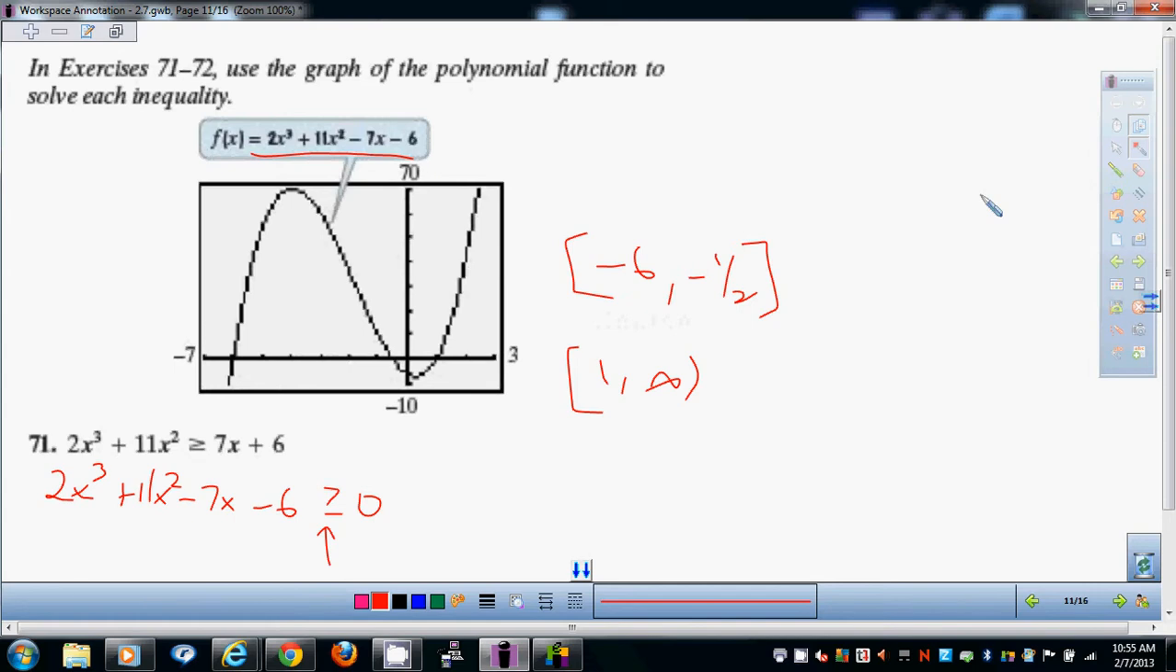It might have said less than. If it had said less than, well, that would be negative 6 to negative infinity and between 1/2 and 1. If it had been less than, you just look below. Questions?